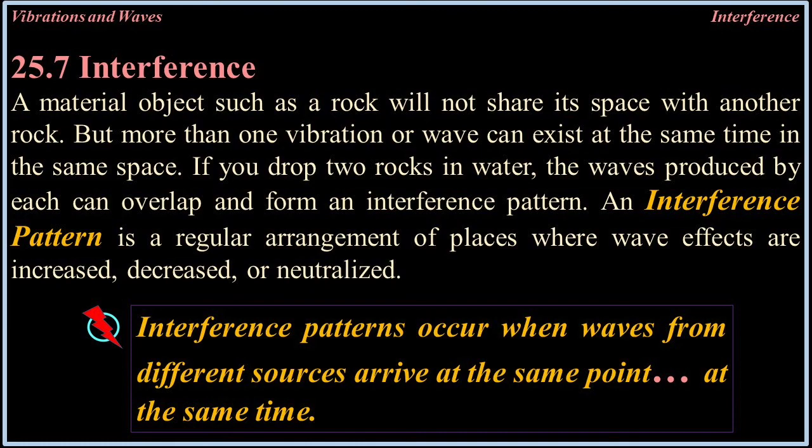25.7 Interference. A material object such as a rock will not share its space with another rock, but more than one vibration or wave can exist at the same time in the same space. If you drop two rocks in water, the waves produced by each can overlap and form an interference pattern. An interference pattern is a regular arrangement of places where wave effects are increased, decreased, or neutralized. Interference patterns occur when waves from different sources arrive at the same point at the same time.